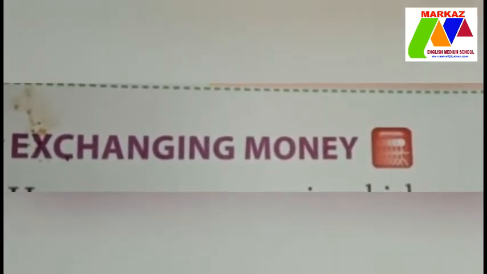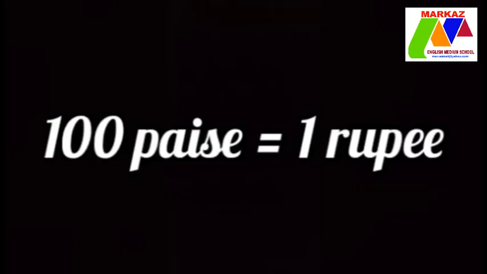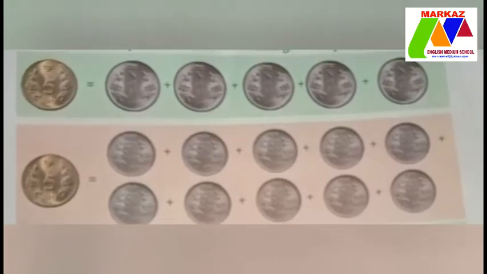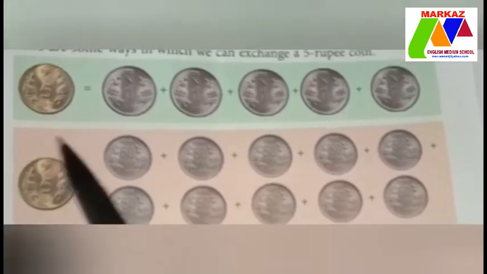Children, now let us learn about exchanging money. The relation between rupee and paise is 100 paise equal to 1 rupee. We can make 1 rupee by using different coins. For example, this is a 5 rupee coin.